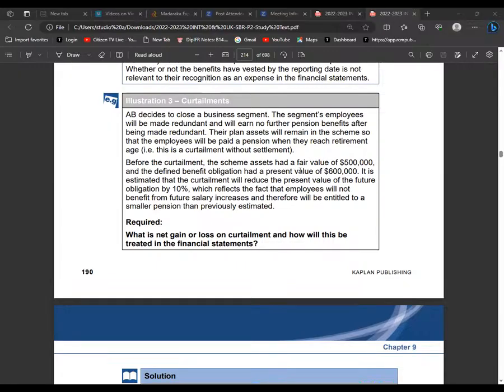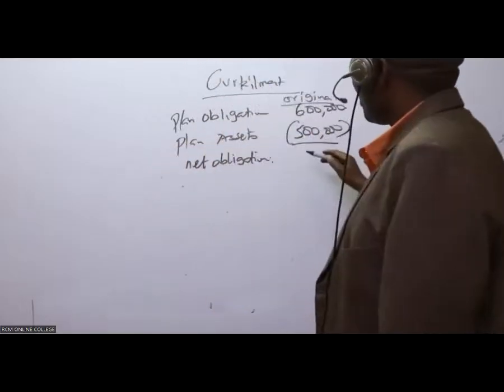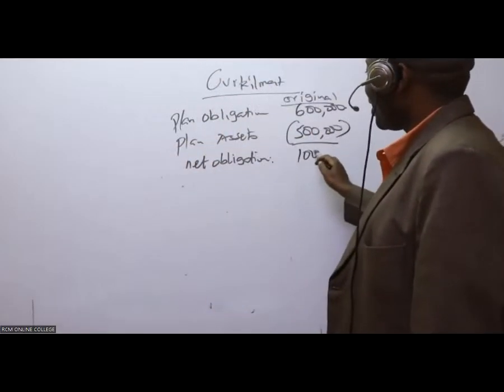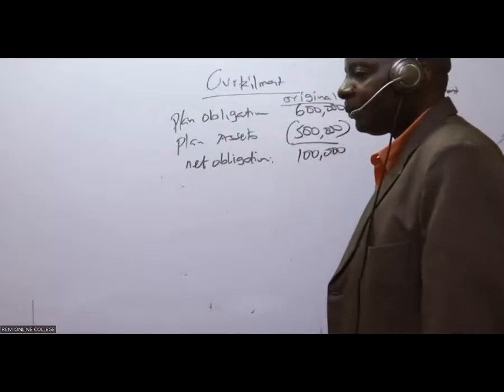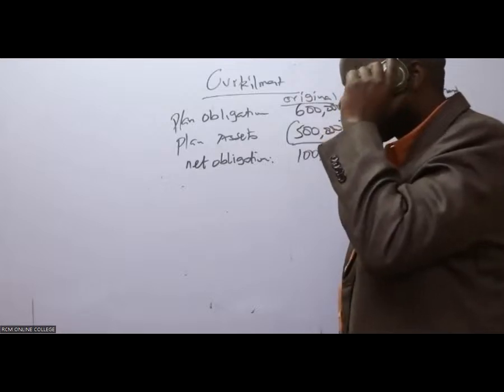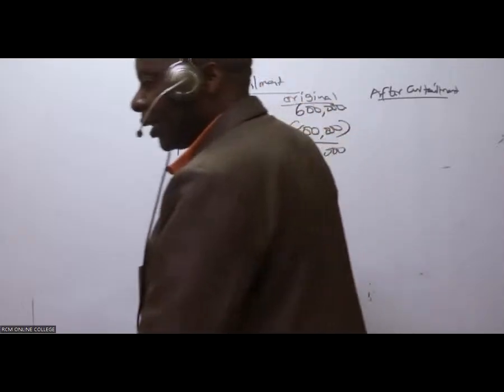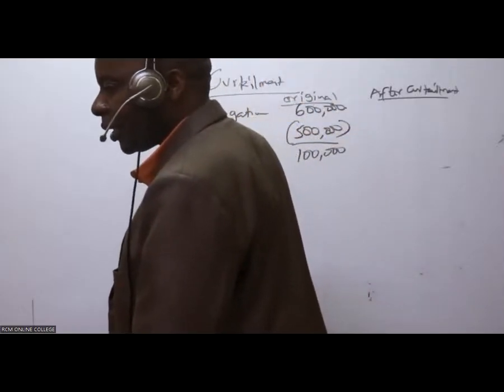Are you able to give me the net obligation? What do we have here, somebody? 100,000, isn't it? Is that okay? So we have 100,000.